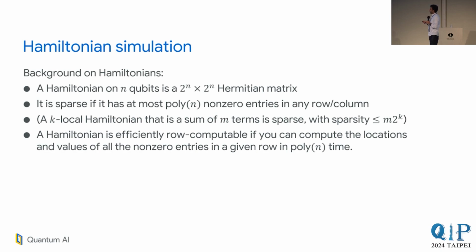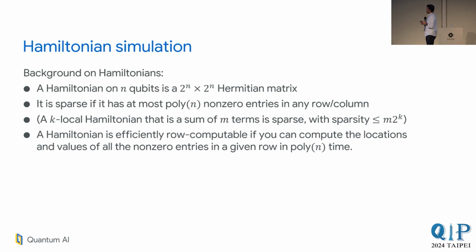And finally, I'll say a Hamiltonian is efficiently row computable if not only is it sparse, but you can actually compute the locations and values of these sparse entries. So sparseness is just a mathematical property of a matrix, but row computability is an algorithmic notion. It means that not only is it sparse, but you can actually tell me where the non-zero entries are. Okay, good. This is all you need to know about Hamiltonians for this talk at least.